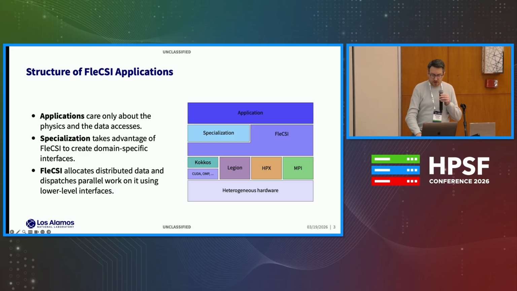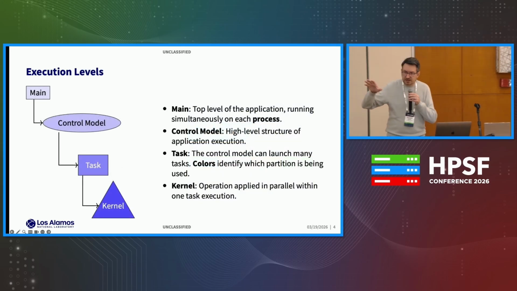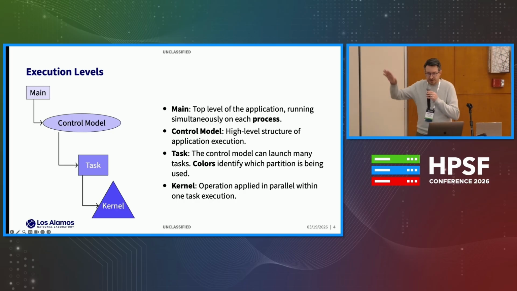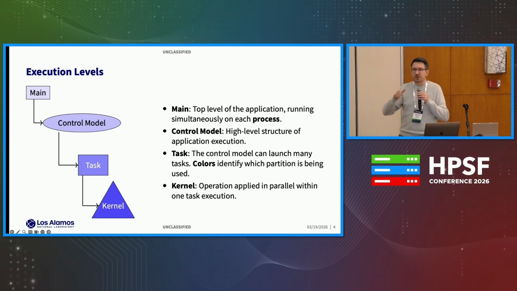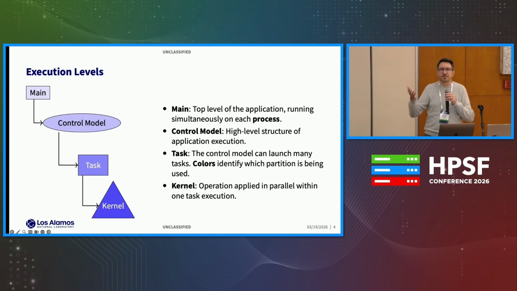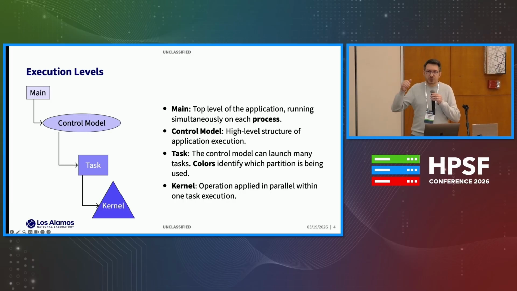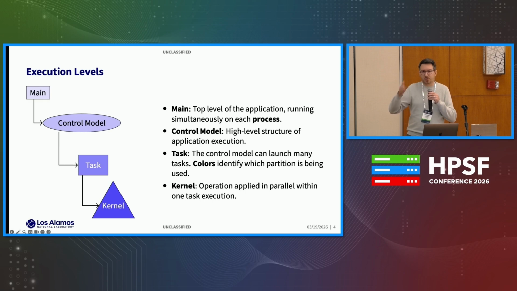All right, so let's look at how execution looks in a simplified way. You have main that is executed on multiple processes, similar to MPI. And then the execution flows into the control model. Think of it as a state machine. It is the high-level sequential structure of the application, which consists of control points which launch tasks. Tasks operate on distributed data.